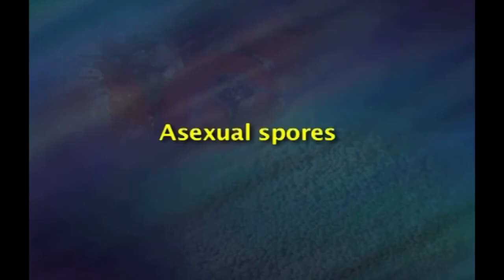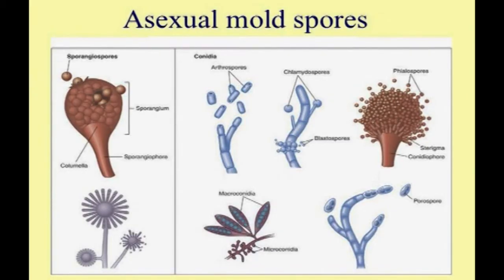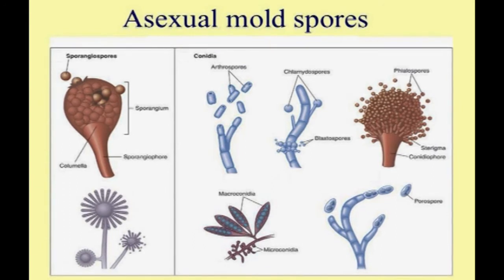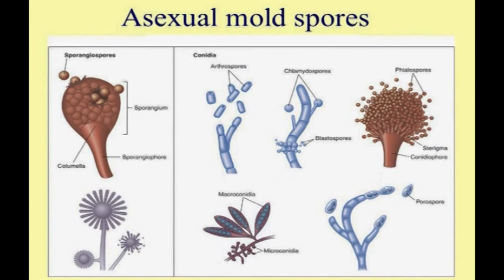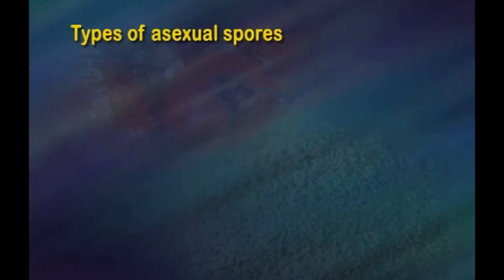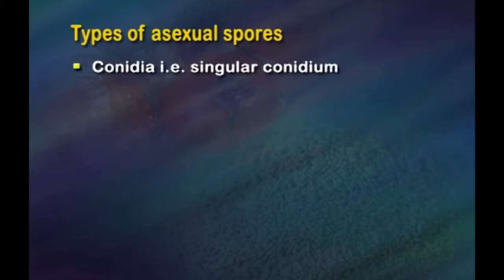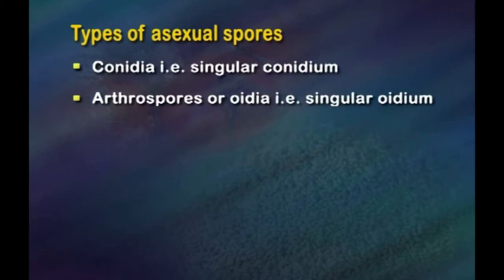Asexual spores. The asexual spores of molds are produced in large numbers and are small, light and resistant to drying. They are readily spread through the air. Spores that settle on favorable substrates can initiate a few phases of growth and develop into a new mycelium, that is thallus. The three principal types of asexual spores are conidia, that is singular conidium, arthrospores or oidia, that is singular oidium, and sporangiospores.